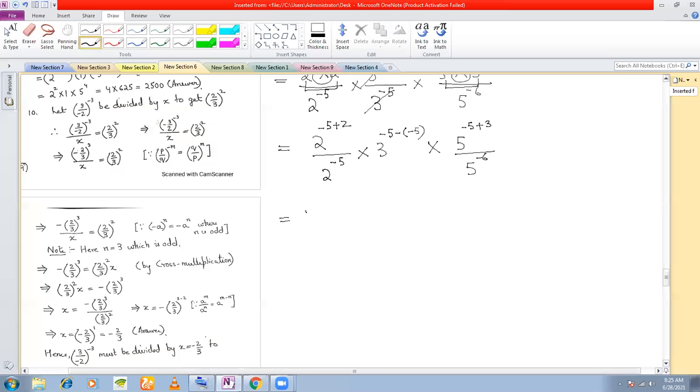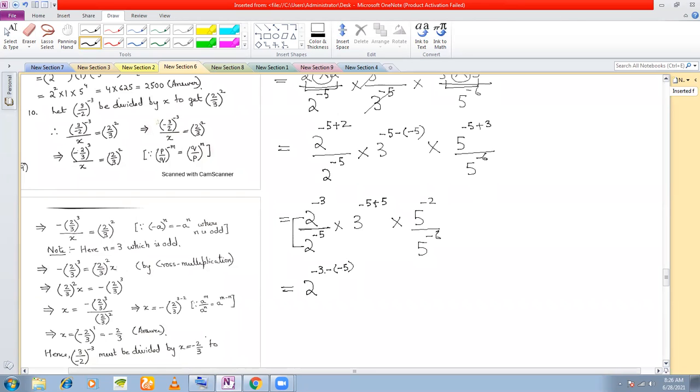which is equal to 2 to the power of minus 5 plus 2 will give you minus 3 divided by 2 to the power of minus 5 into, this becomes 3 to the power of minus 5 plus 5 into 5 to the power of minus 2 divided by 5 to the power of minus 6. In the next step, these two are same. There's a division sign here, so you can subtract the powers. 2 to the power of minus 3 minus of minus 5.